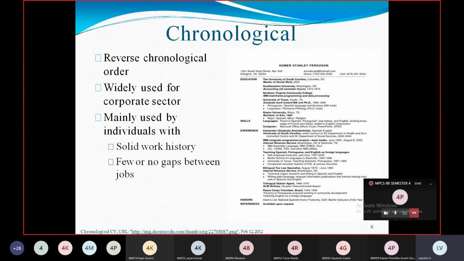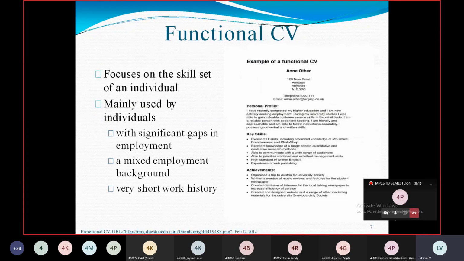So the entire information of your career will be given, and it also builds a strong history of your work, which can be projected to the employer through this chronological CV. Chronological CV is preferable whenever you do not have any gaps in your academics as well as in the work experience.